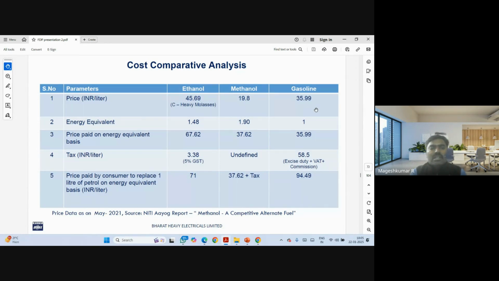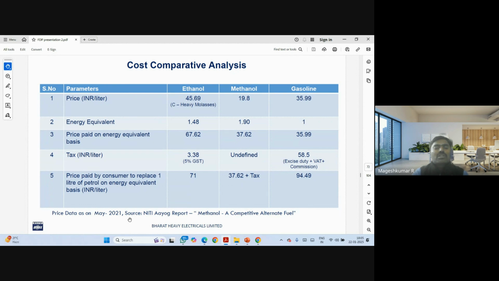Presently, what would be the cost of producing? What would be the energy? What is the price paid on the energy equivalent presently? What would be the proposed cost? The price paid to replace 1 liter of petrol on energy equivalent would be 37.62 plus tax. So you'll be spending 37 rupees for replacing 1 liter of petrol with 1 liter of methanol.